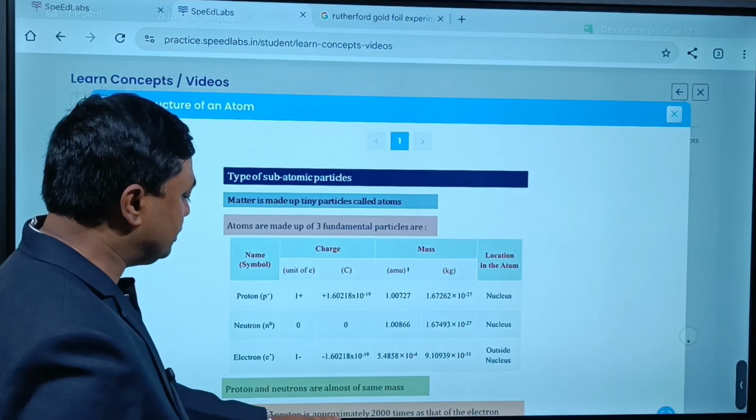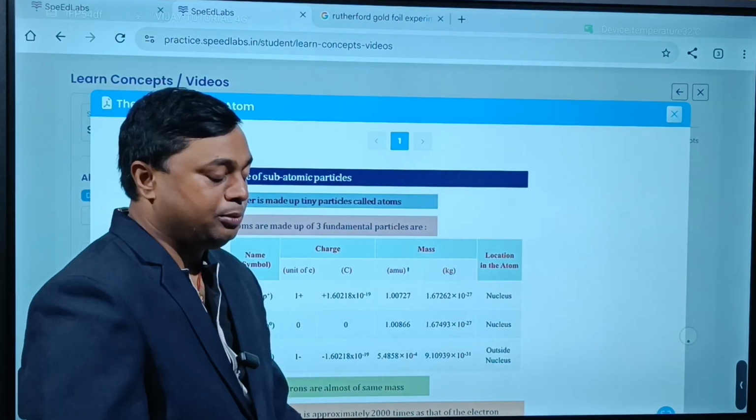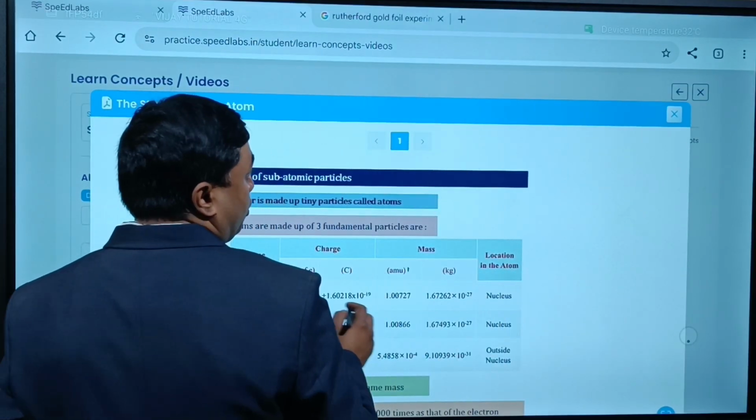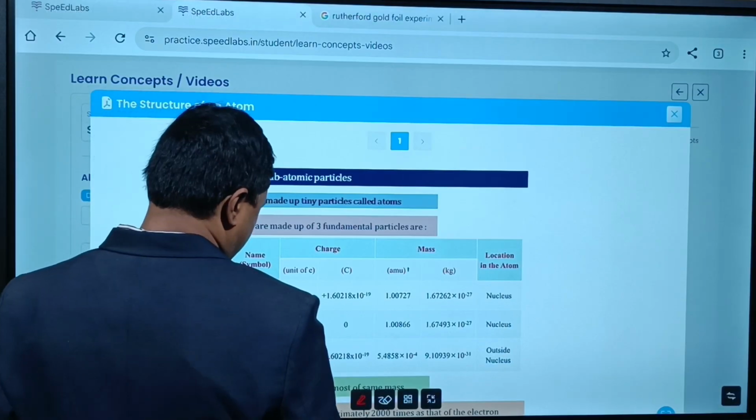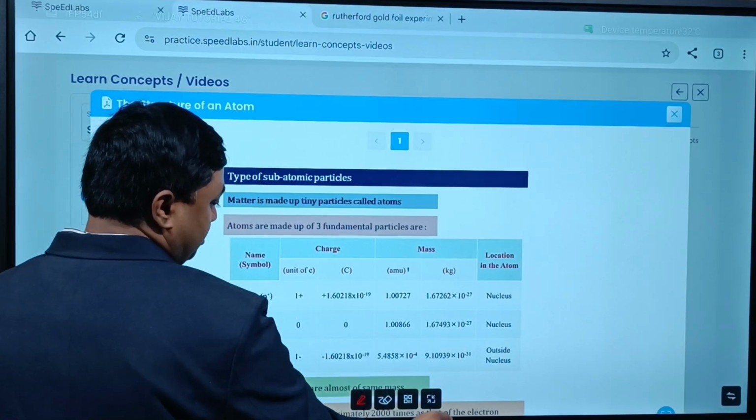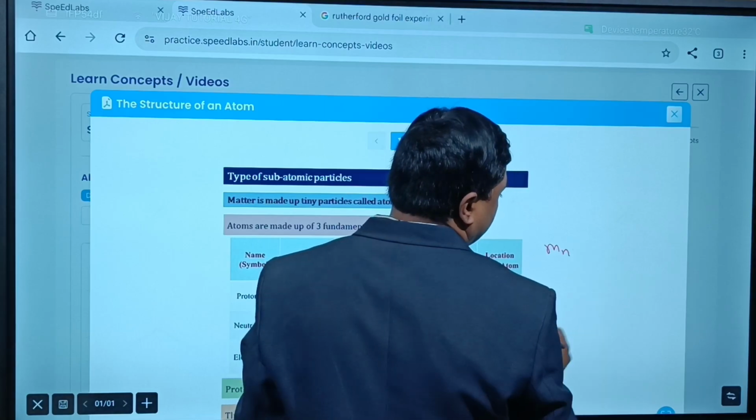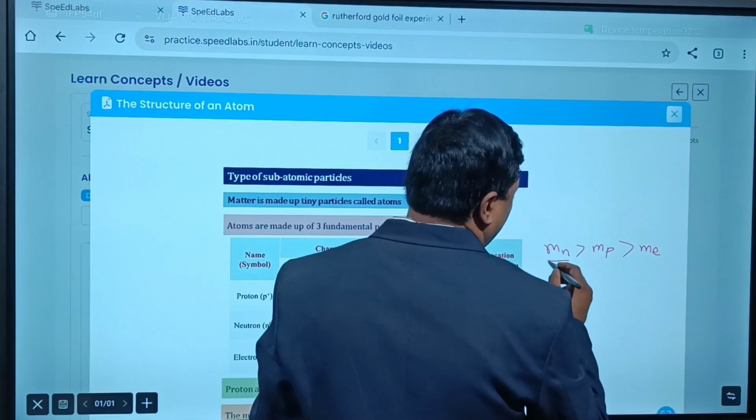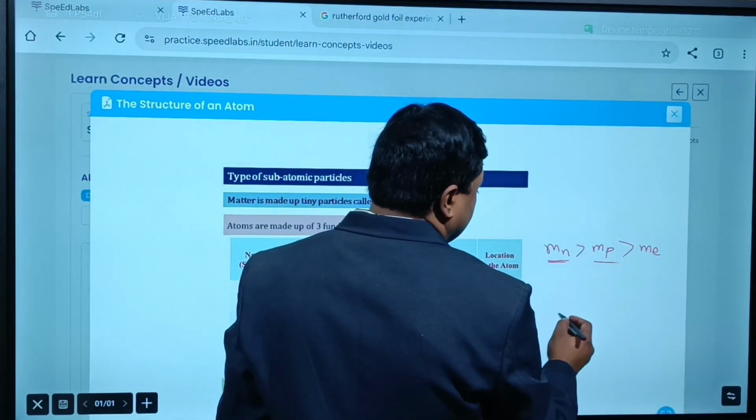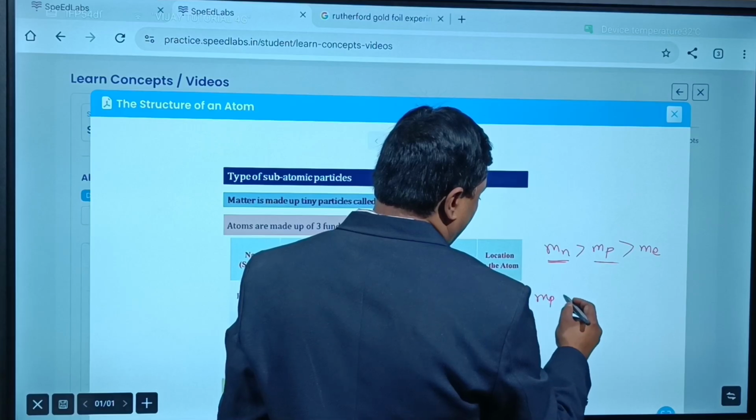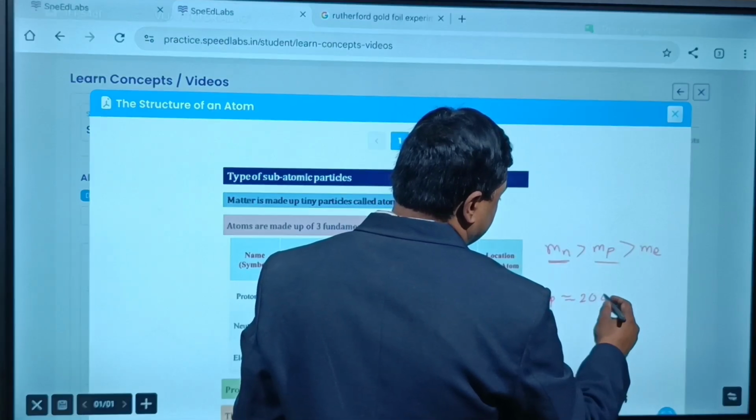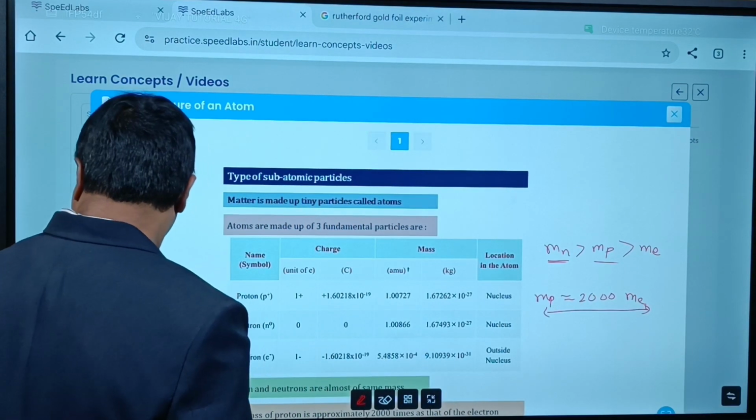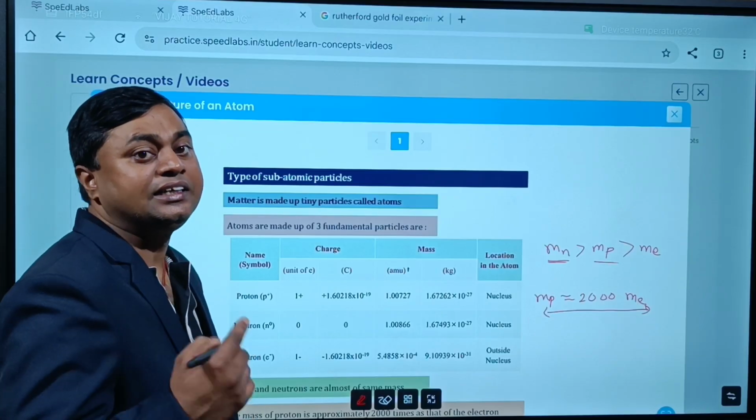Generally the mass of a proton is approximately 2000 times the mass of an electron. An MCQ may be asked on this. The mass of a neutron is actually more than the mass of a proton, and then the mass of an electron. So the mass of a neutron is maximum, then the proton. Remember, the mass of a proton is approximately 2000 times the mass of an electron. These concepts are important. It is actually 1837 times.